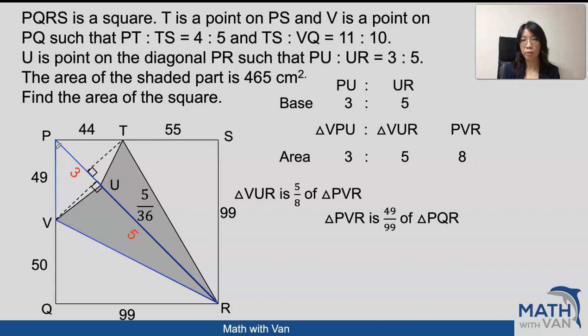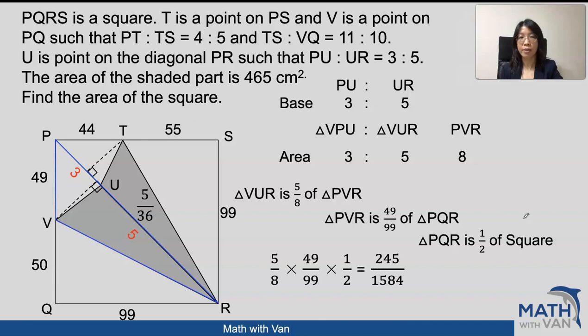So as area, I could say that is 49 out of 99 of triangle PQR. And then PQR is half the square. So as a fraction, I'm going to just multiply it: 5 out of 8 times 49 out of 99 times half. And that gives me 245 out of 1584. Okay, so let's write down this.